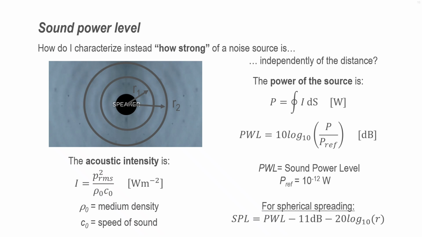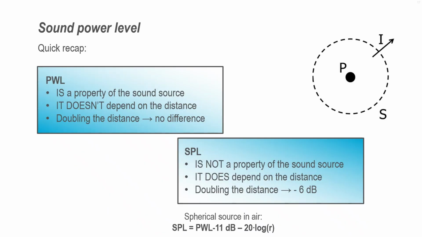So let's summarize the properties of sound pressure level and sound power level. Sound pressure level is dependent on the distance. It's not a property of the source. The sound power level is a property of the source and therefore doesn't depend on the distance. For a spherical source in air, doubling the distance results in a decrease of 6 decibel in SPL.